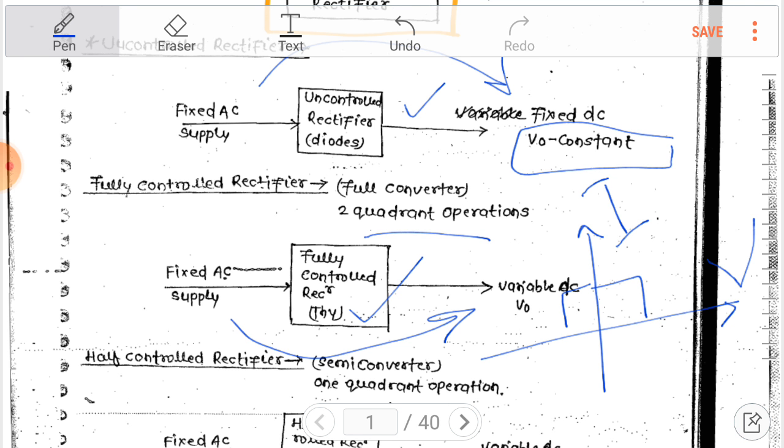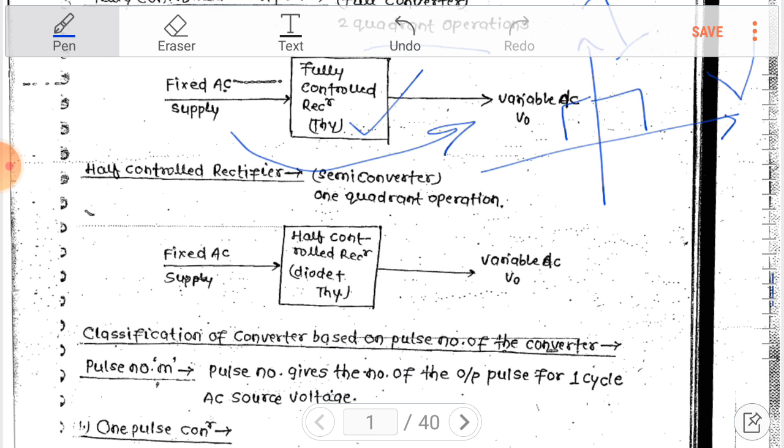It is two quadrant operation. It means the magnitude of current will always be positive, but the magnitude of voltage may be positive or negative depending upon the load conditions. In a half controlled rectifier or semi converter, there is one quadrant operation, and it converts fixed AC to variable DC by using diodes and thyristors.